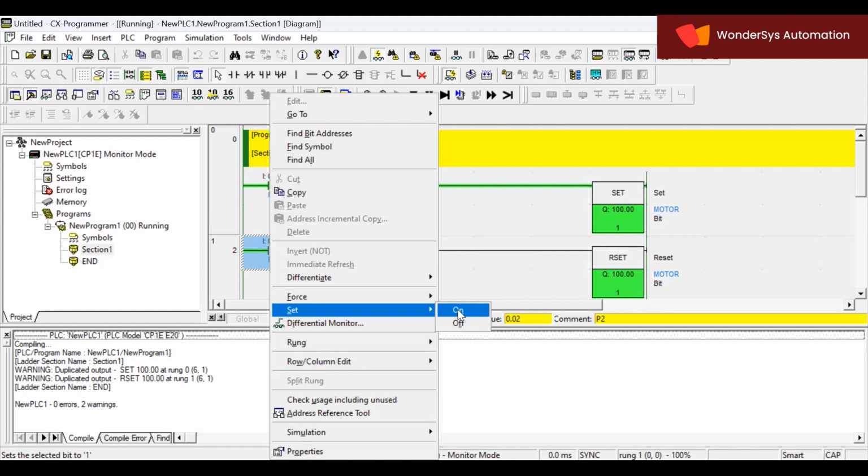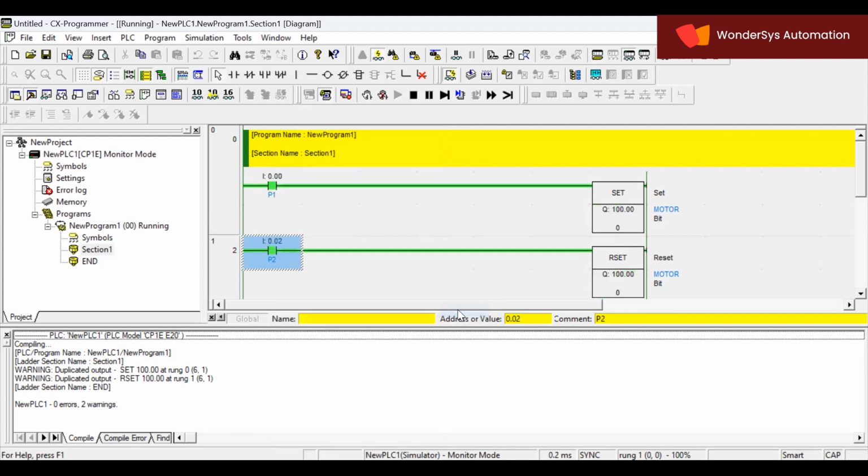What happens when both are on? Will the output be on or off? Off, ma'am. Yes, off, because the reset is given the highest priority.